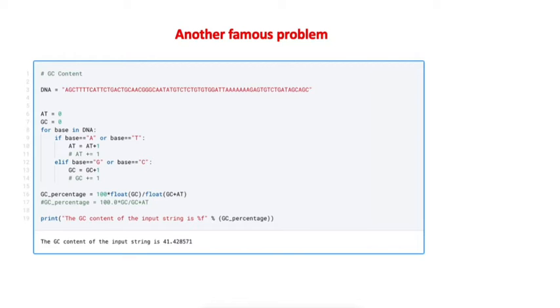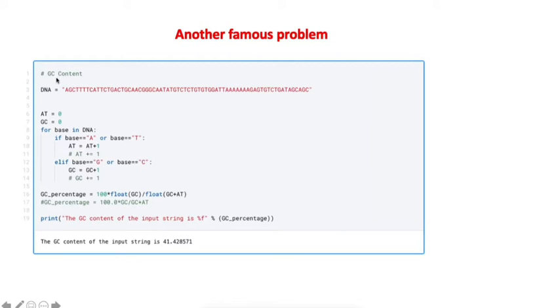GC content is relevant and important because we know DNA is made up of four bases, A, T, G, and C. The bases A and T make a base pair, and the bases G and C make a base pair. The base pair made by GC contains three hydrogen bonds, whereas the base pair made by AT contains two hydrogen bonds. So the more GC base pairs are present in a DNA string, the more hydrogen bonds there are, and hence the stability of the whole DNA sequence is higher.